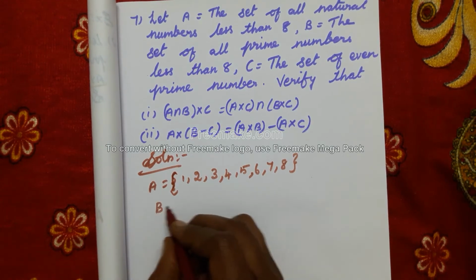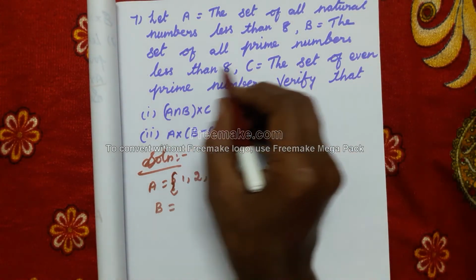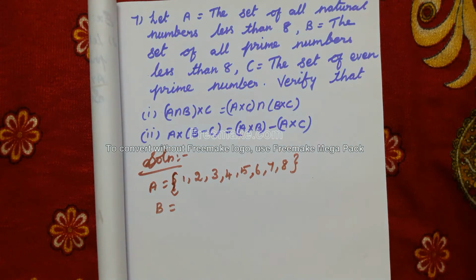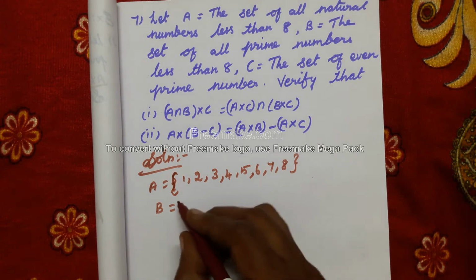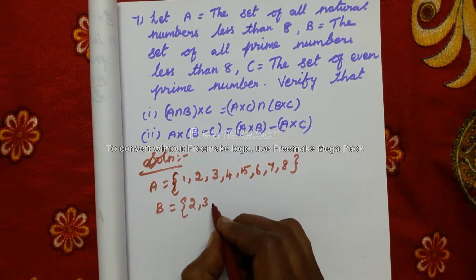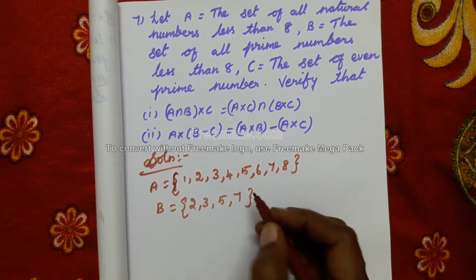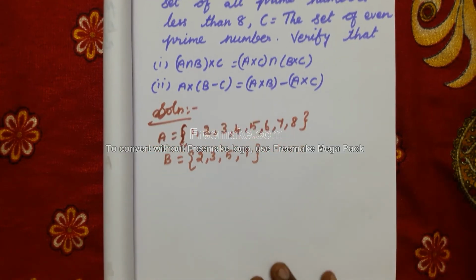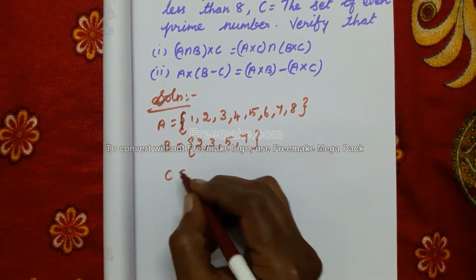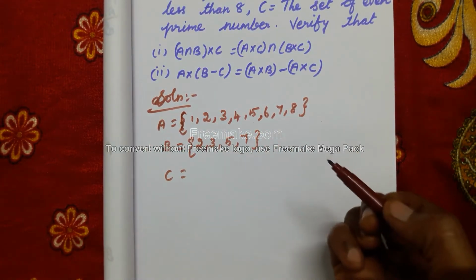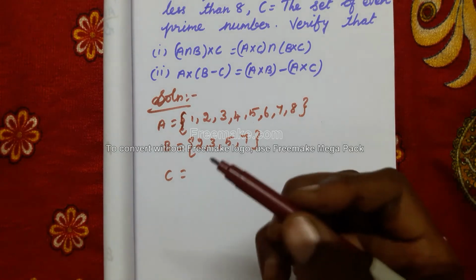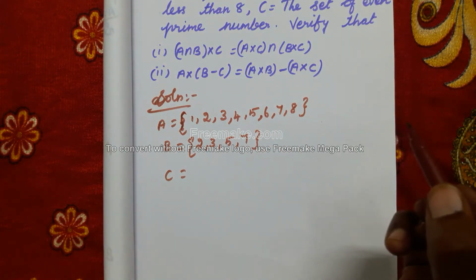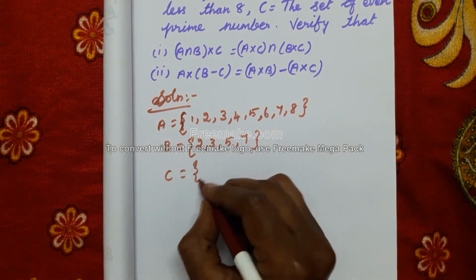Next, B is the set of all prime numbers less than 8. What are the prime numbers less than 8? Yeah, 2, 3, 5, 7. C is the set of even prime numbers. What is the even prime number? Among the prime numbers, 2 is the only even prime number. 2 is the even prime number.